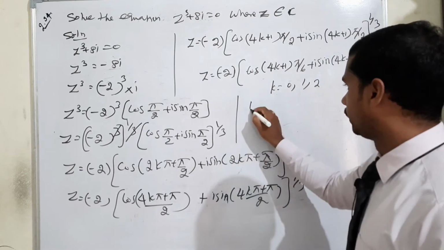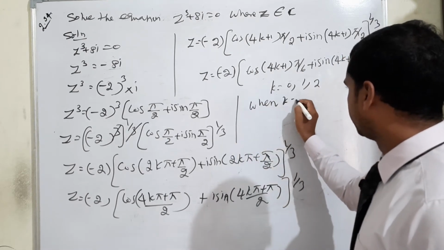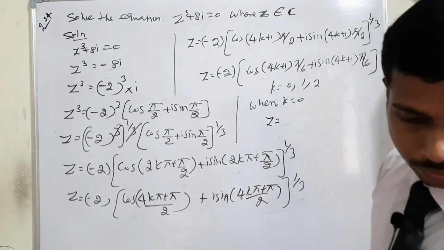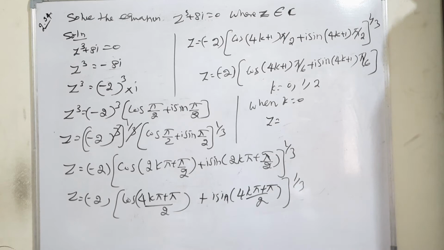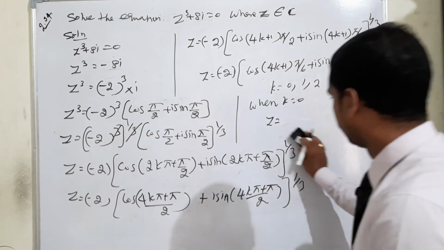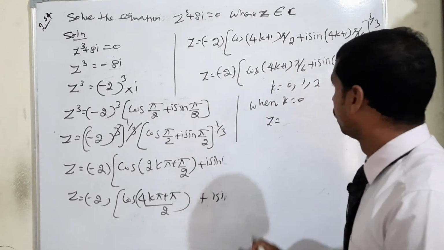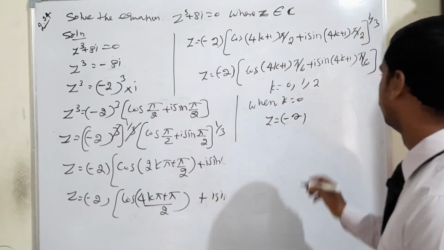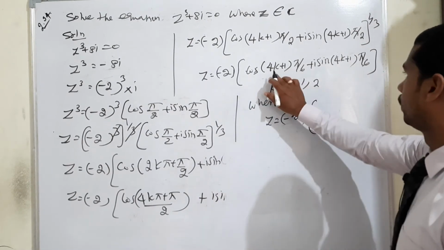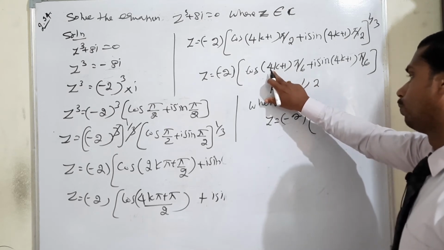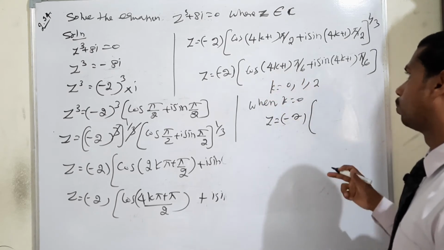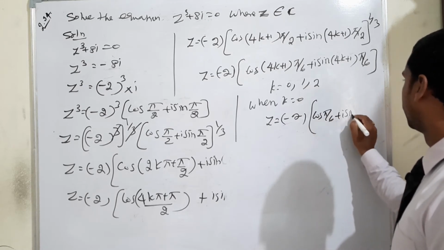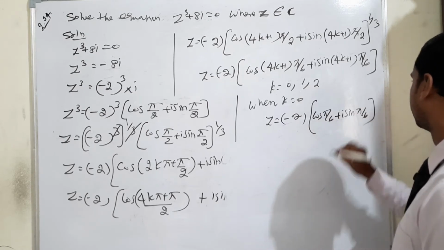So now first condition, when k is equal to 0. So k is equal to 0 means z is equal to minus 2 into the remaining. So 0 into 4 means 0, 0 plus 1 means 1, 1 into pi by 6 means cos pi by 6 plus i sin pi by 6.